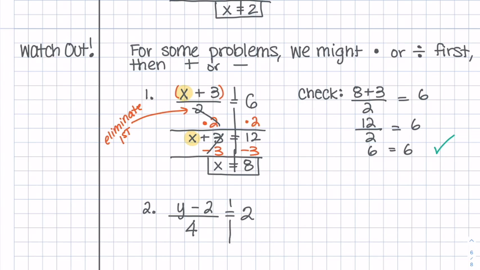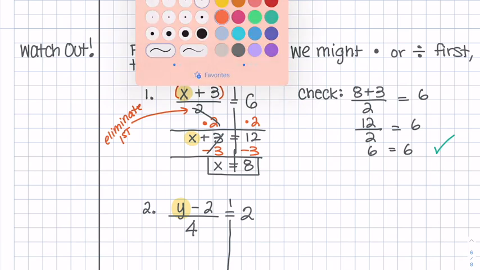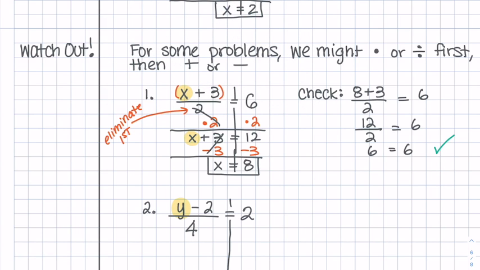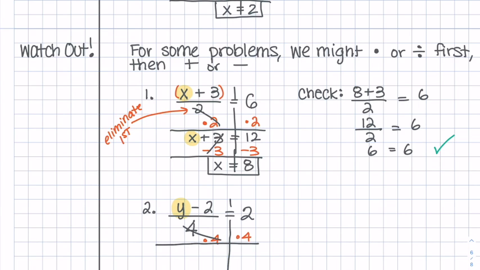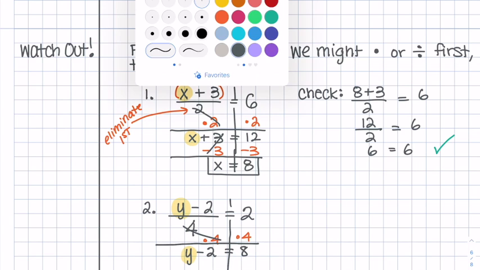First step, draw your line. Second step, find your variable. I keep messing that up. Find your variable. It's on the left side. And then for this one, this is a special kind of problem, so instead of dealing with the 2, we're going to deal with the 4 first, the denominator. So we're going to do the opposite of dividing by 4, which is multiplying by 4. And we're going to do it on both sides. When we do that, my 4's go away, and I'm left with y minus 2 equals 2 times 4, which is 8.